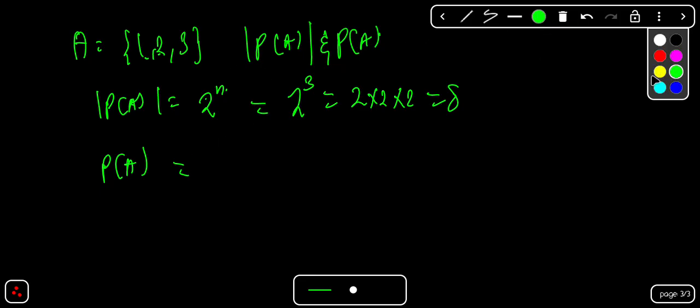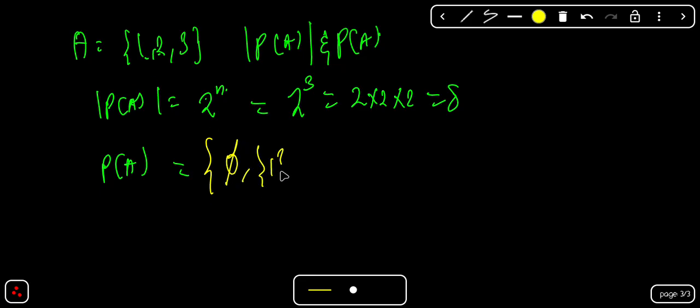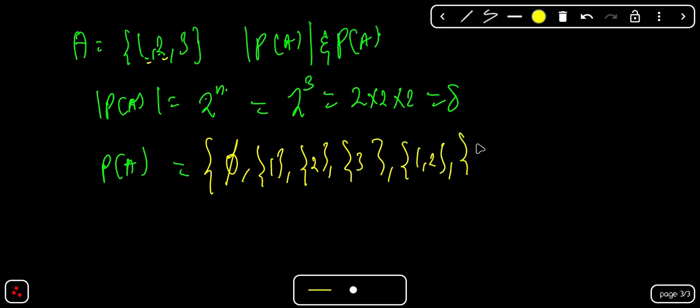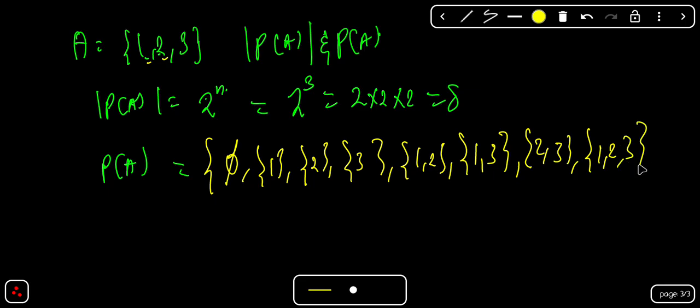Now, let's write out all the subsets. The first thing we write out is the empty set. Then we have {1}, {2}, {3}, {1, 2}, {1, 3}, {2, 3}, and {1, 2, 3} itself. Now let's count. How many subsets do we have? 1, 2, 3, 4, 5, 6, 7, 8. So those are the total subsets we have.